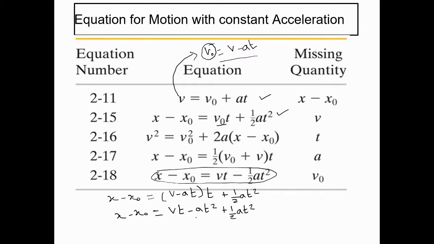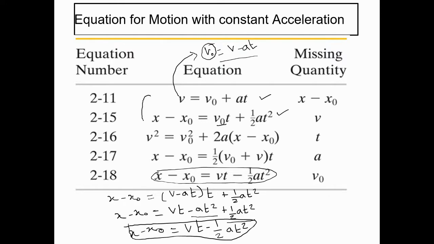Now I have minus 1 at square and plus half at square. So minus 1 plus half, what will you get? vt minus half at square. On the left hand side, x minus x naught. So you can see our last equation comes from the first 2 equations. Clear?